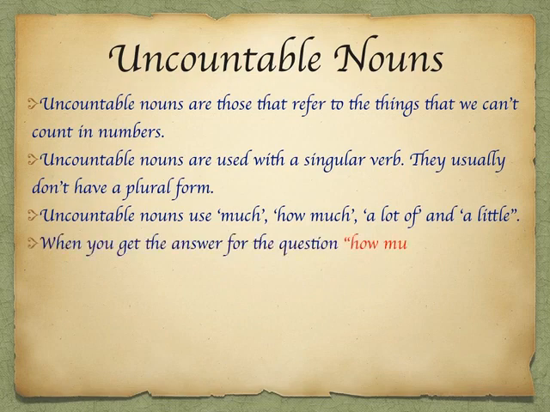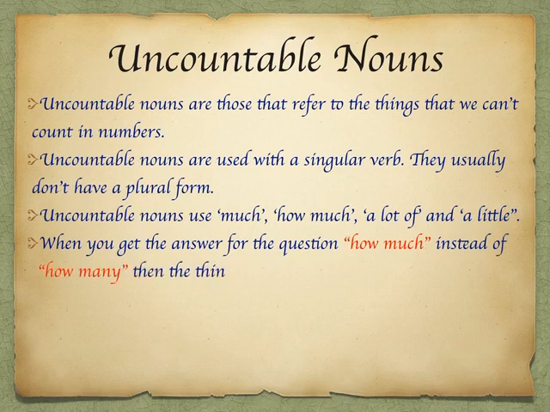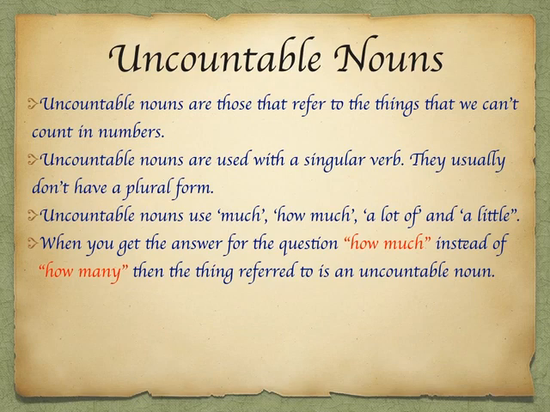When you get the answer for the question how much instead of how many, then the thing referred to is an uncountable noun. So, this is a way you can identify an uncountable noun. For example, if I ask you how many rice were there in the image, you won't be able to answer. But if I ask you how much rice was there in the image, there might be some answer for that question. So, rice is an uncountable noun.